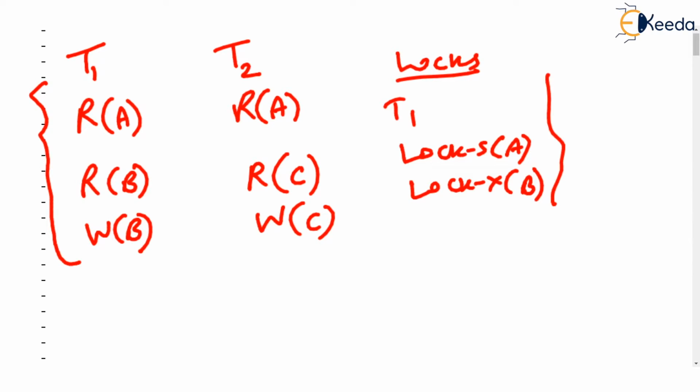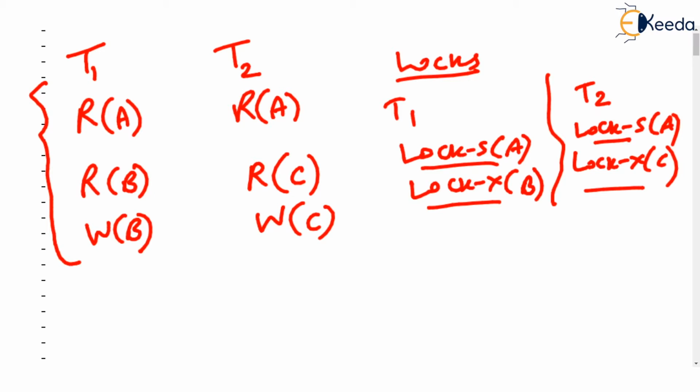And which locks does T2 need? It needs again a shared lock on A, isn't it? Shared lock on A and exclusive lock on C. Now these locks must be acquired before any transaction starts. I hope you are understanding. Now, one more thing.